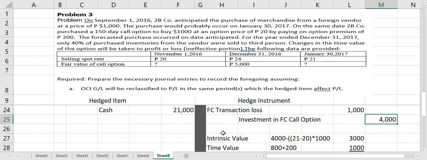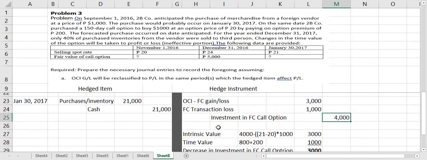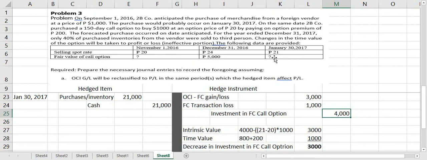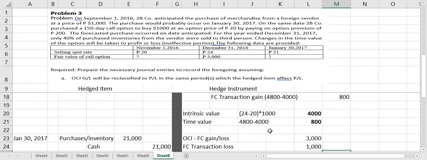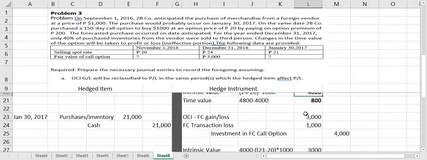To compute that, of course, the intrinsic value, kunin muna natin yung difference ng spot rate at saka ng strike price. That's 21 minus 20. Effectively, that's 1. Multiplied by 1,000. Kaya yung ating intrinsic value is 1,000 na lang dito. 1,000 na lang siya. Remember na meron tayong balance sa intrinsic value na 4,000 as computed on December 31, 2016. Ito 4,000. Ngayon, naging 1,000.